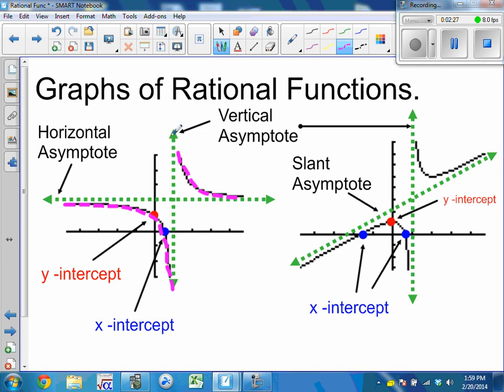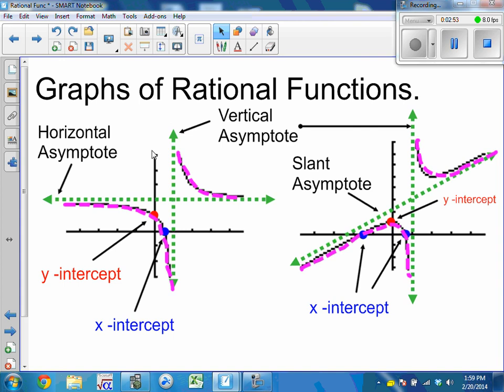And the idea is that these graphs get closer and closer to our vertical and horizontal asymptotes, but never cross them. Now, it's also possible to get what's called a slant asymptote. And the slant asymptote, as you can see, is the graph, instead of being a horizontal line, they kind of curve up, like that. So we want to be able to find all these characteristics.